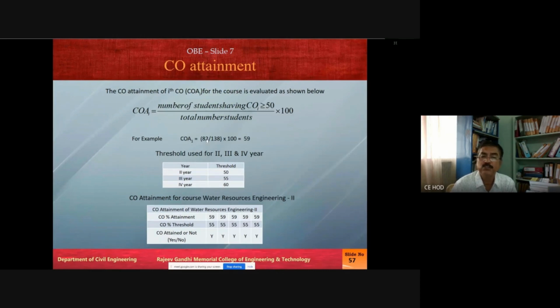That is 82 students for CO1. 82 divided by the total number of students, 138, into 100 is equal to 59. That is the CO1 attainment for that batch, sir.